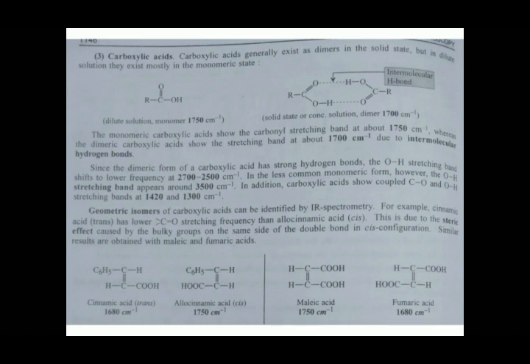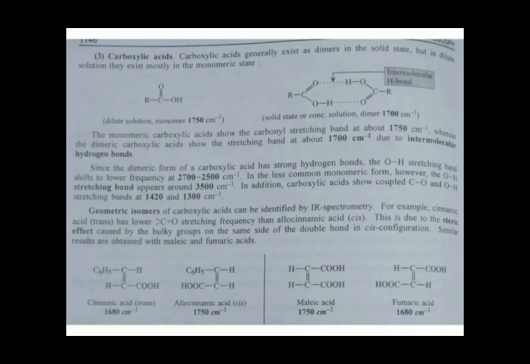Next is the IR frequency range of carboxylic acids. Carboxylic acids generally exist as dimers in the solid state, but in dilute solution they exist mostly in the monomeric state. Dimer means a structure containing two identical or similar units. That means a monomer of carboxylic acid is RCOOH, and a dimer of carboxylic acid contains two COOH groups, as shown in this figure.